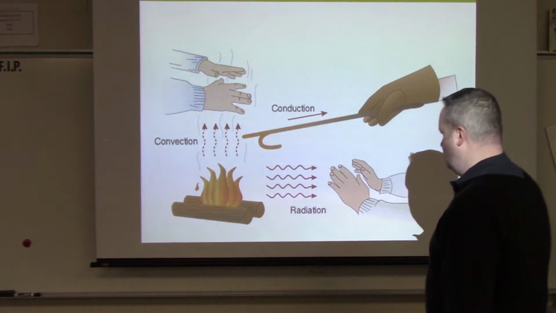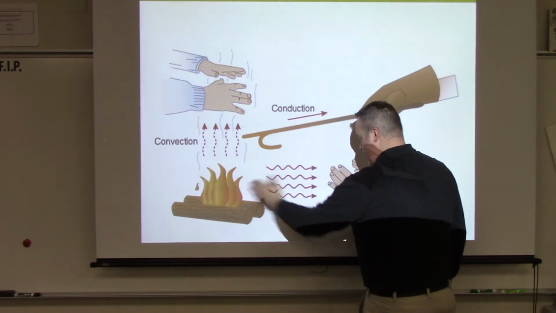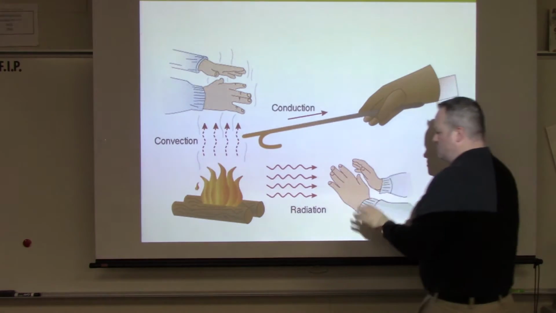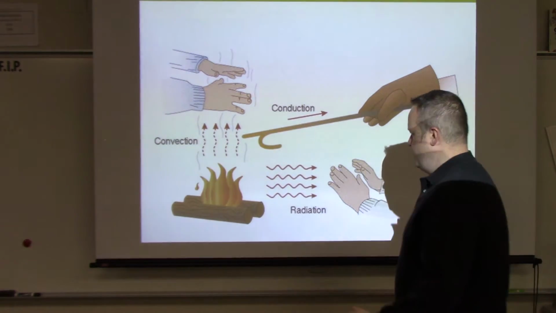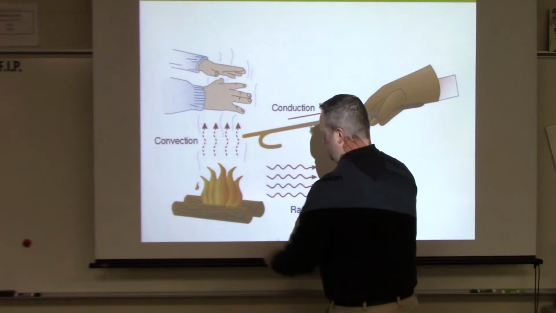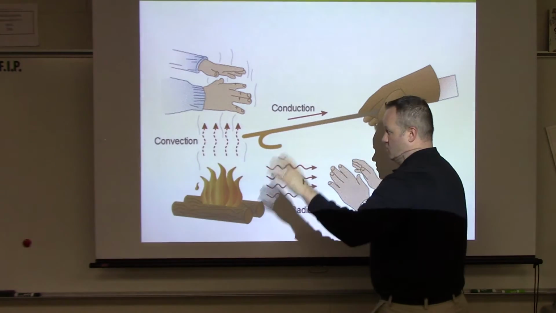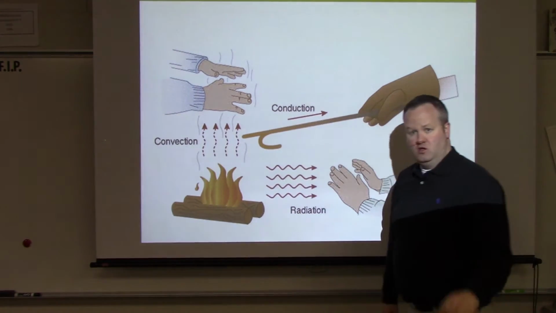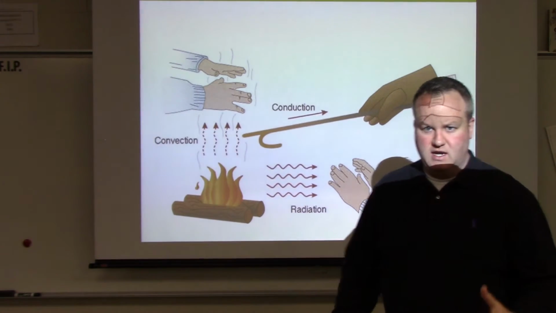At the bottom, you can see radiation. Essentially, through electromagnetic waves, they are traveling from the fire to the person's hands. And through that electromagnetic radiation, there is no matter that needs to be used. Here, with convection, you need to have a liquid or a gas. With conduction, you must have a solid. But with radiation, there is no matter needed at all.